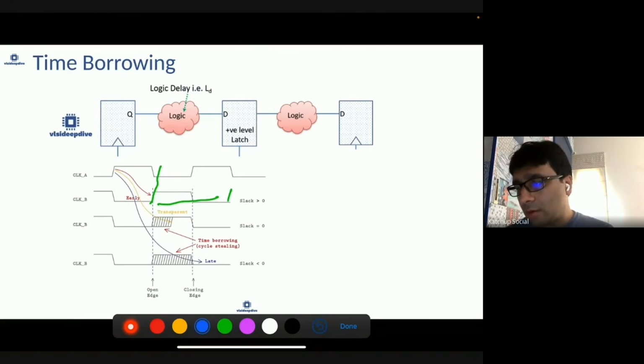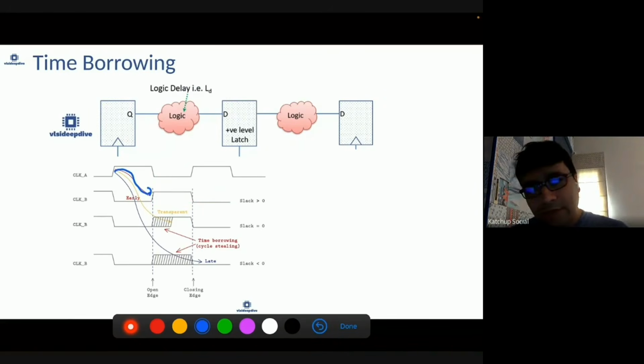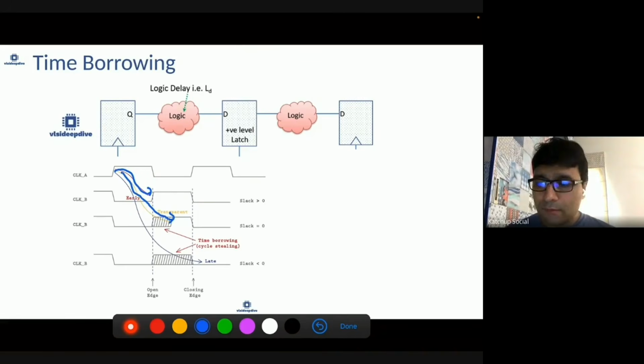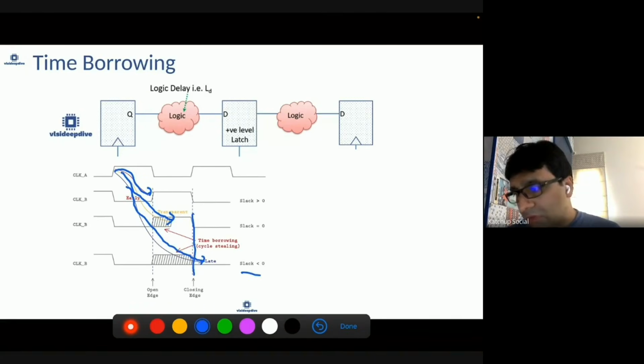Now, how much time can you borrow? If the data arrived earlier, it behaved like a flop. If data arrived a little bit later, but still in the transparent phase of the latch, you could meet timing by borrowing from the next cycle. But if data arrives later than the transparent period, which is here, you cannot meet timing because you have missed the window where latch could have captured the data. So the worst case is data can arrive as late as when the latch closes. It has to arrive earlier than that. If it arrives later than that, then you're not meeting timing.